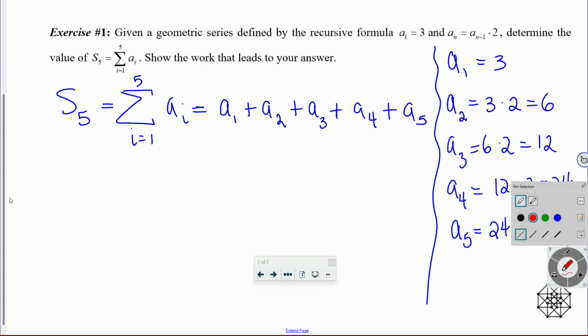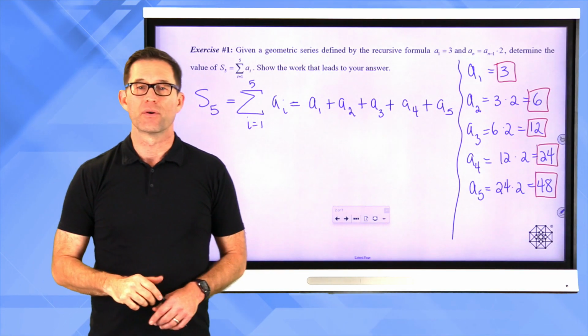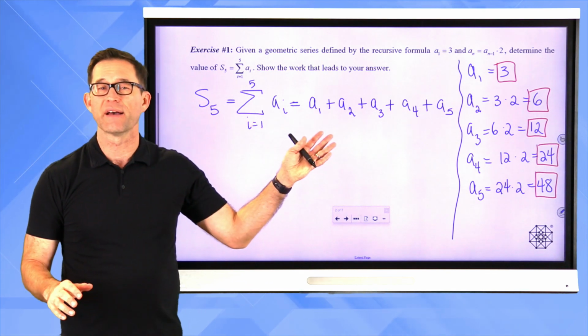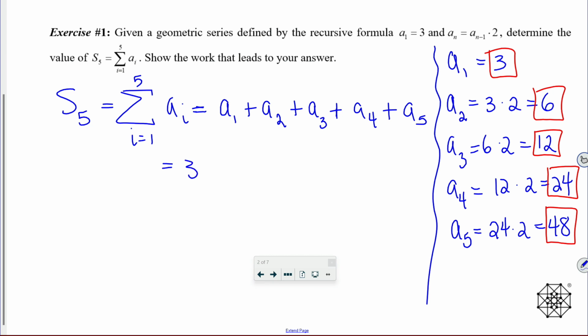So now all this series is telling us to do is to take these 5 terms of the geometric sequence and add them all together. That's all this summation is asking us to do. The rest of this is really calculator work. We're just going to do 3 plus 6 plus 12 plus 24 plus 48. We won't even break our calculator out to do that. We'll just state the answer, which is 93.